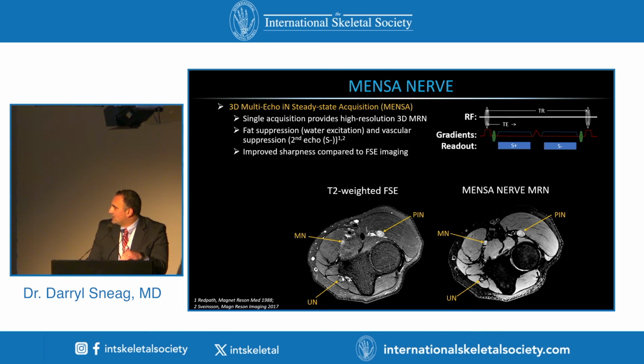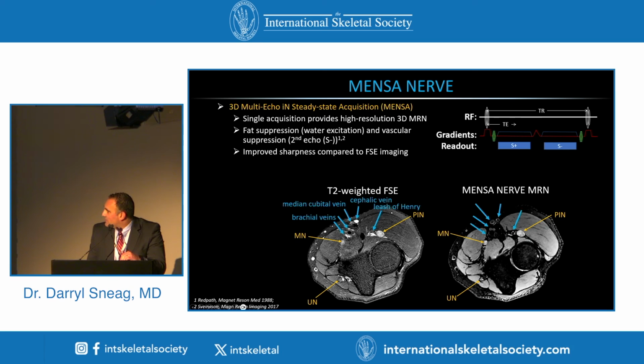Here we can nicely see the median, ulnar and posterior interosseous nerves, and it's particularly helpful for evaluating the posterior interosseous nerve. In this case, there's a mass arising from the posterior interosseous nerve. It has the added benefit of vascular suppression, so you can nicely highlight all the peripheral nerves and ensure that you're looking at nerves and not blood vessels.